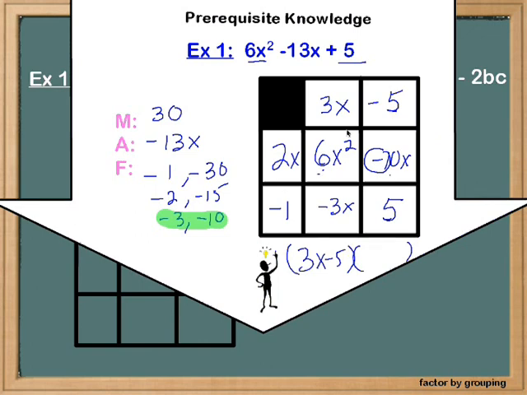So you'll see that I went ahead and took the row at the top, and now I'll take this column to create my second factor, which is 2x minus 1. So keep this in mind. We are going to use MAF skills to factor by grouping.